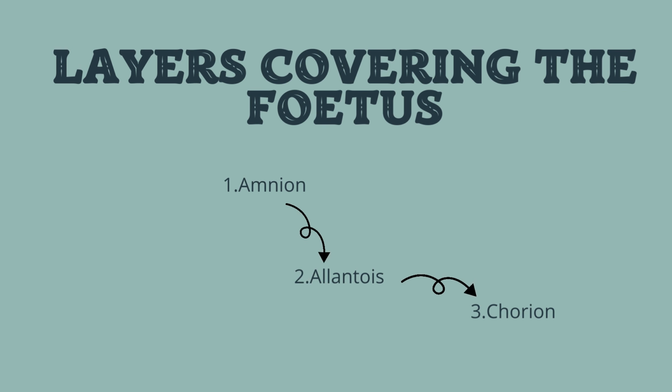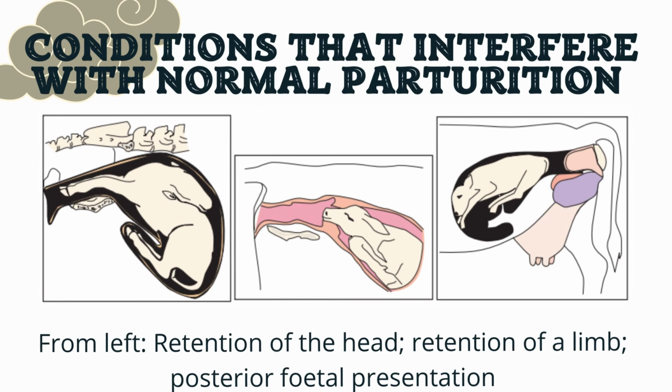Now the main function of this central layer is to exchange gases that are used by the fetus and also to collect waste from the fetus. Then we have the chorion. Now, this is the outer layer, right? Now, this membrane is in contact with the inner membrane in the uterus, right?